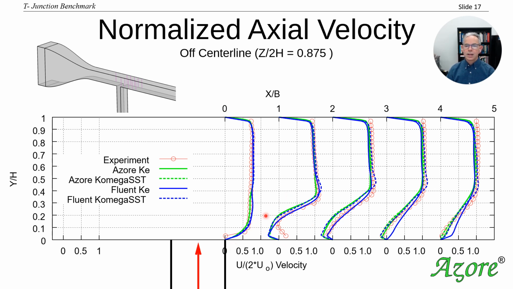And you'll notice right in here, this is probably the most challenging portion of this geometry because you have the wall effects and also that recirculation zone in that eddy. So here is probably the most challenging portion based on the departure between the experimental data and the CFD predictions.